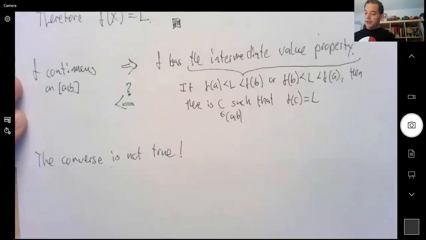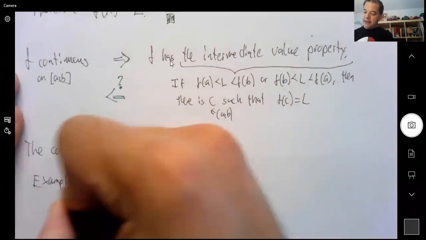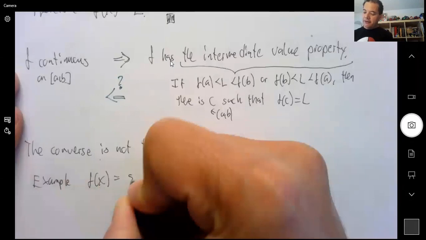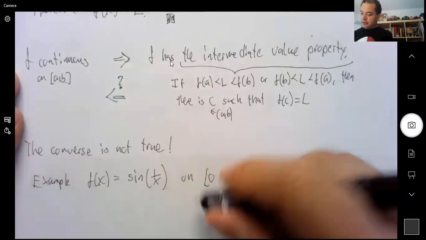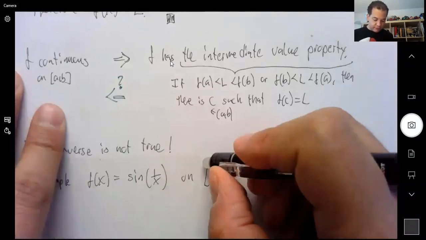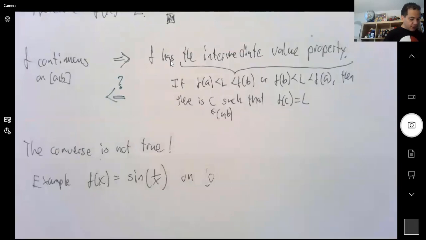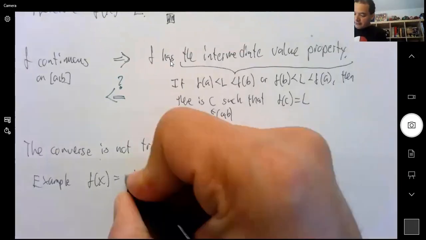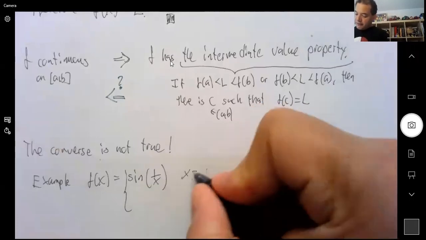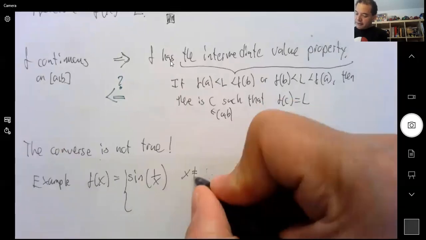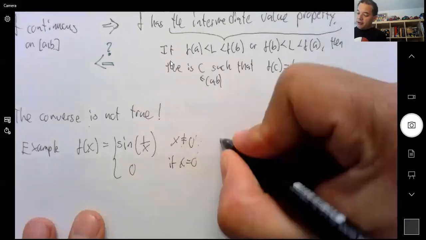And one simple example is our old friend, the function sine of 1 over x on the interval 0. So I want to close the interval. Hold on just a sec. Okay, well, we'll modify our function a little bit. So this is sine of 1 over x if x is not 0, and 0 if x is 0. And so this function is not continuous, right? f is not continuous at 0.